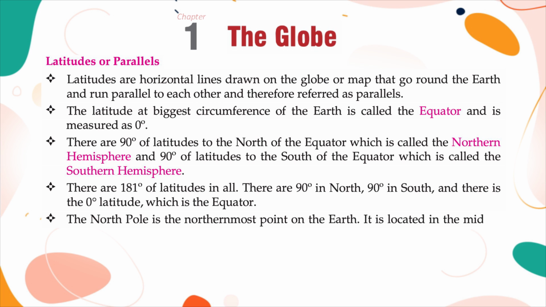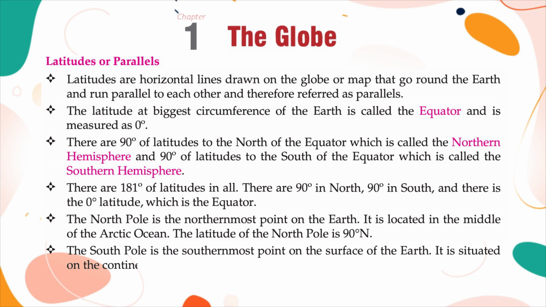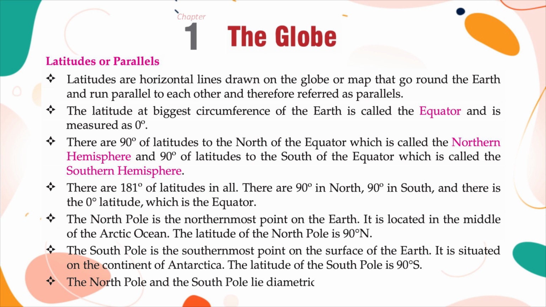It is located in the middle of the Arctic Ocean. The latitude of the North Pole is 90 degrees N. The South Pole is the southernmost point on the surface of the Earth. It is situated on the continent of Antarctica. The latitude of the South Pole is 90 degrees S. The North Pole and the South Pole lie diametrically opposite to each other.